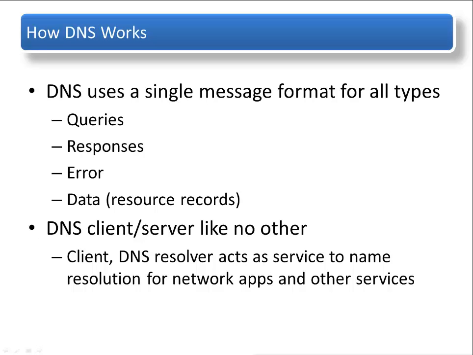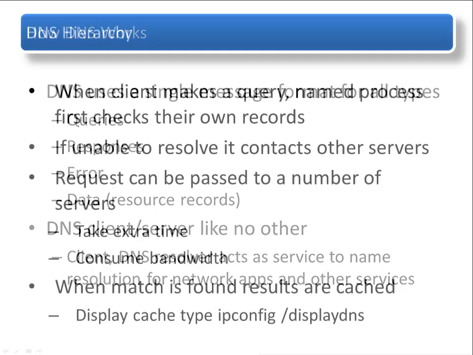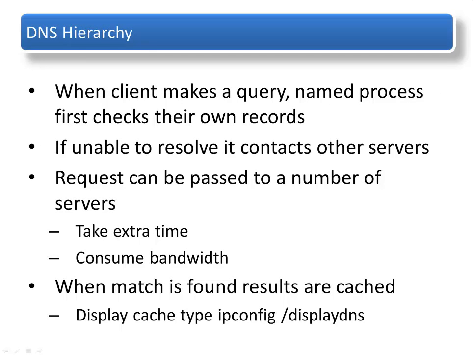This resolver is commonly known as named. That is the word name followed by the letter D to indicate that it is a daemon. Because of its hierarchical nature, both clients and servers will use this resolver. When a client makes a query, the named process first checks their own records. If unable to resolve it, the server will become a client and contact other servers to resolve the name. Requests can be passed up the DNS ladder until a match is found or the top is reached, all the while taking extra time and consuming more bandwidth.